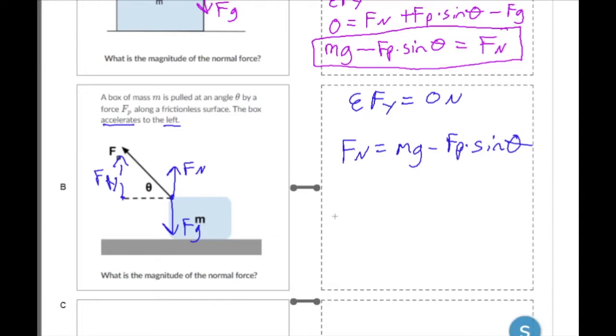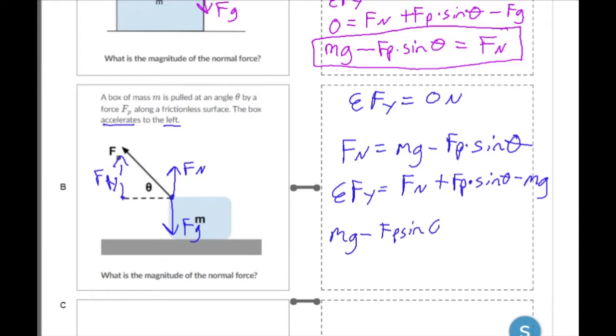Again, the reason we knew this is that if we were to write that net force equation really quick, we would see that force normal is pointing up, and so is force applied in the y. We know that force applied in the y is just Fp times sine theta, and then force gravity points down. We just add and subtract like we did before, getting mg minus Fp sine theta equals Fn. How do I know that? Again, net force in the y is 0, so I can just add mg over and subtract Fp sine theta.